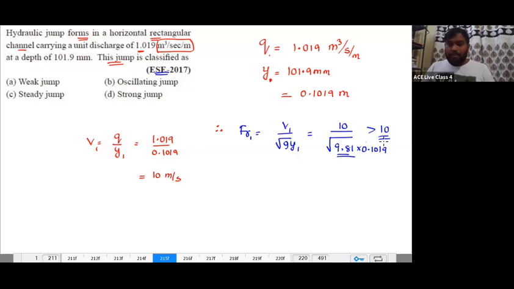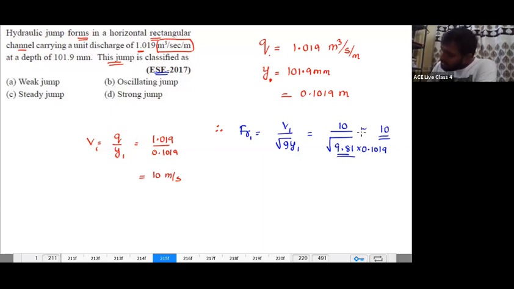Exactly, this entire value is going to be 0.999. So it is going to be just more than 10. It is going to be almost equal to 10. So I can say this is going to be almost equal to 10.